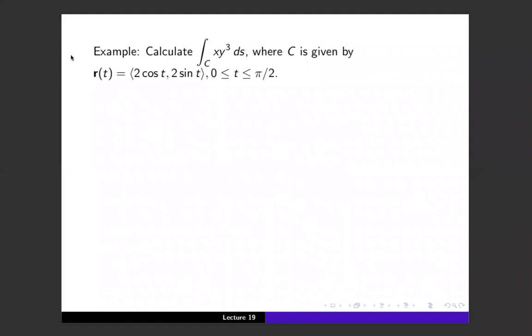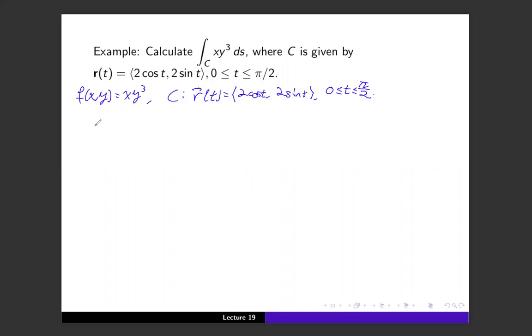So let's do a concrete example of this. What if we wanted to take the triple integral? Oh, excuse me, not triple integral. Why did I say that? Because I saw the cube and I thought 3. So in this case, f of x, y is x y cubed, and c is given by r of t equals 2 cosine t, 2 sine t, for t between 0 and pi over 2.